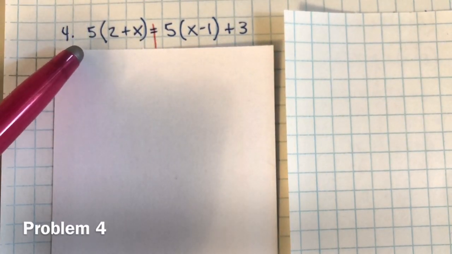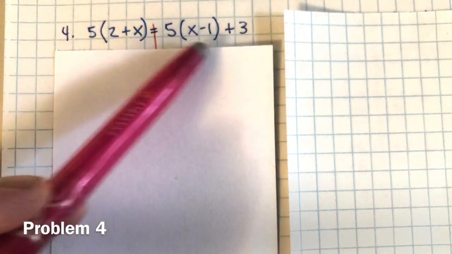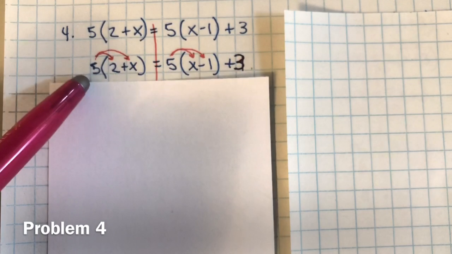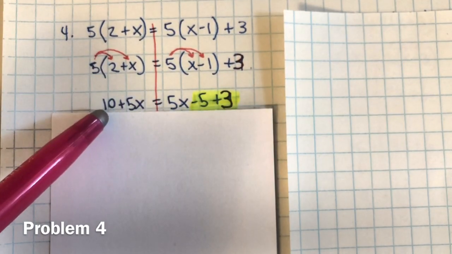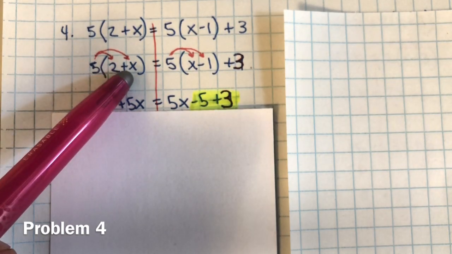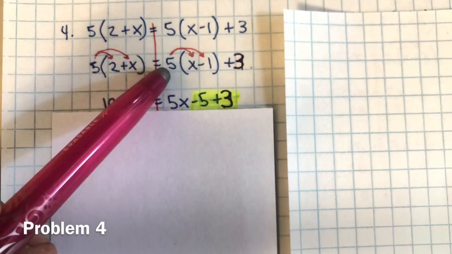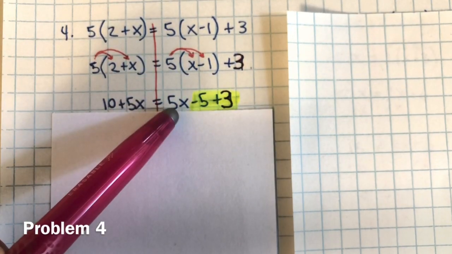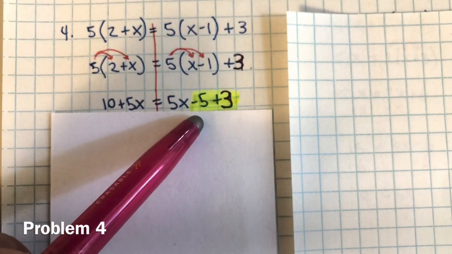Problem number 4. First I'm going to distribute the 5 on both sides. So 5 multiplied by 2 is 10. And don't forget that you have to distribute to each term inside the parentheses. So 5 multiplied by x is 5x. 5 multiplied by x is 5x. 5 multiplied by negative 1 is negative 5.